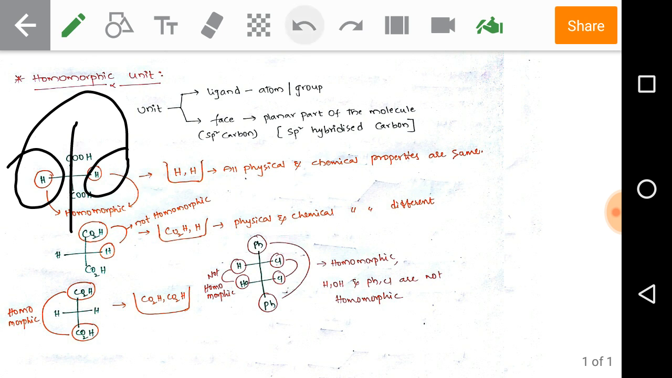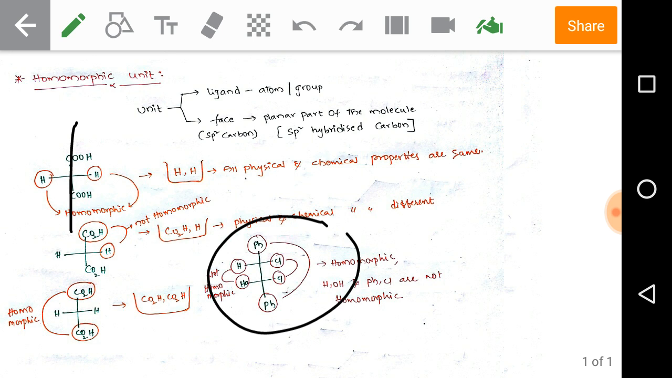Right. Now check this molecule. If you observe this molecule, hydrogen and hydroxy groups are not homomorphic because they don't have similar physical and chemical properties, and they don't produce stereoisomers with a homo, enantiomer or diastereo relationship. At the same time, chlorine and phenyl are two different groups, hence these two ligands are not considered homomorphic units.